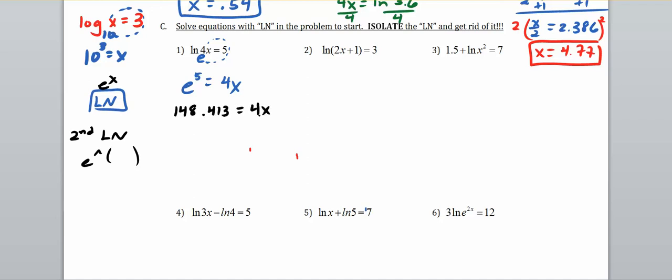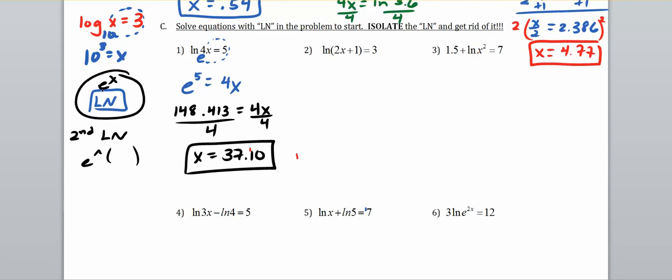And if I'm solving for x, I want to divide by 4. So I'm going to take that number on my calculator, press divide by 4, and my x is going to be 37.10. So when you have e to the 5th, you could do second division key and you have just the plain e, then you could use your caret and raise the 5th. It doesn't matter which one you do, but this is a little bit of a shortcut to get used to.